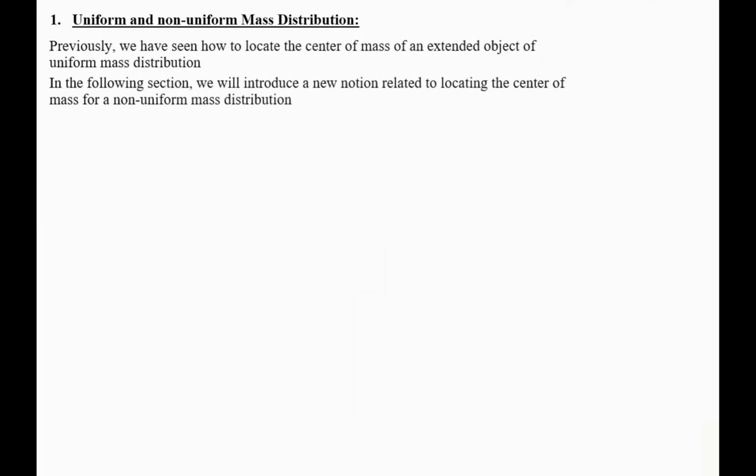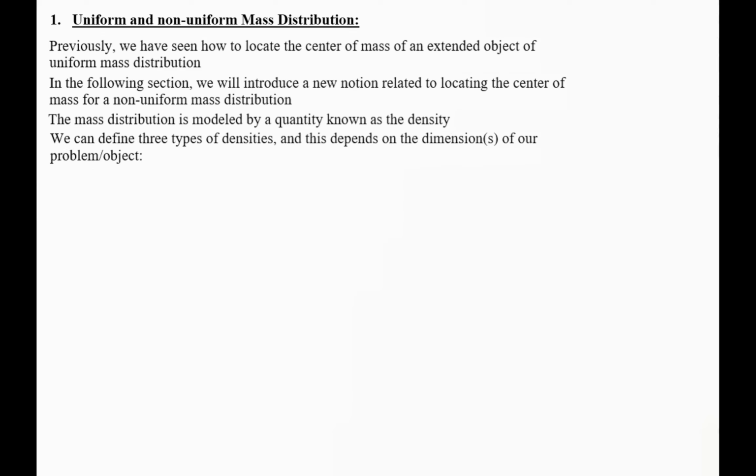Previously we have seen how to locate the center of mass of an extended object of a uniform mass distribution. In the following section we will introduce a new notion related to locating the center of mass for a non-uniform mass distribution. To do so we need to introduce a new quantity, which is the density. The mass distribution is modeled by a quantity known as the density.